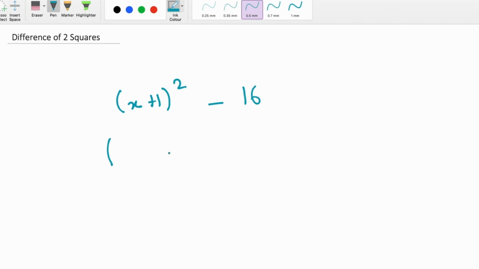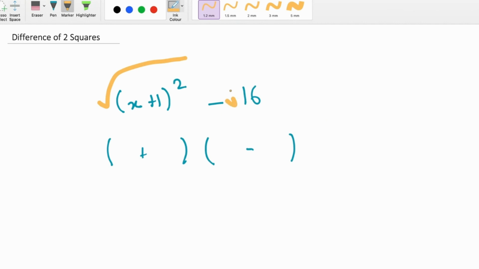First step, put in your two sets of brackets, one with a plus, one with a minus. Your second step is to square root both the terms in your question. Now, square rooting (x plus 1) squared, well, that just cancels out the square root and the square. So that will give you x plus 1 over here. Next, square root of 16 gives you 4. And now these two terms are going to repeat in your other bracket, x plus 1 and 4.